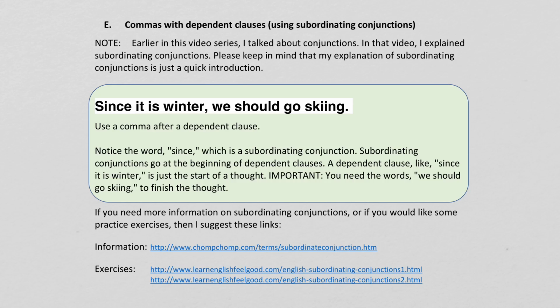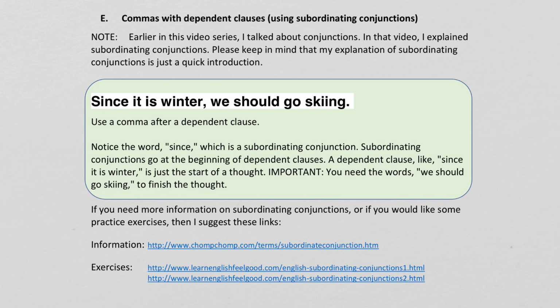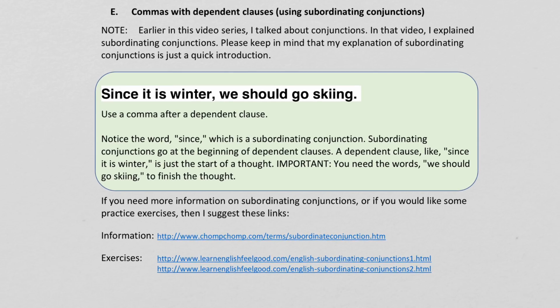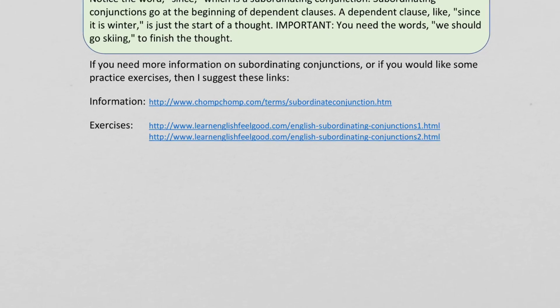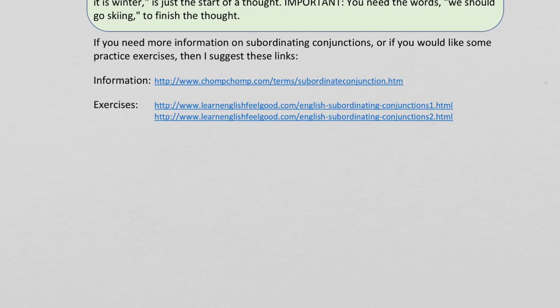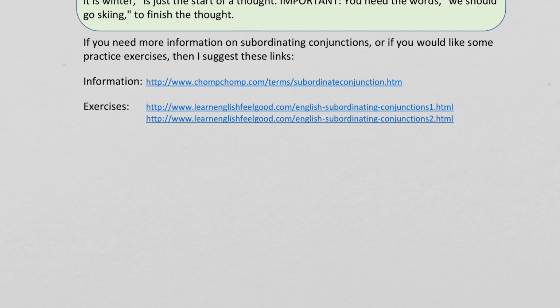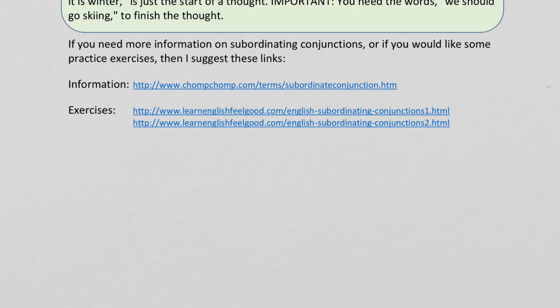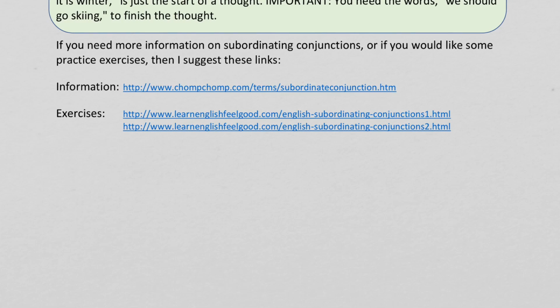Commas with dependent clauses, using subordinating conjunctions. Earlier in this video series, I talked about conjunctions. In that video, I explained subordinating conjunctions. Please keep in mind that my explanation of subordinating conjunctions is just a quick introduction. I just skip down to the bottom here. You can see that I've got some external links that you could visit. One link is for information that in my opinion, is really easy to follow. And then I even have a couple of links here to exercises.